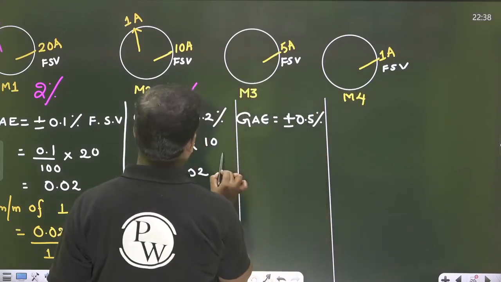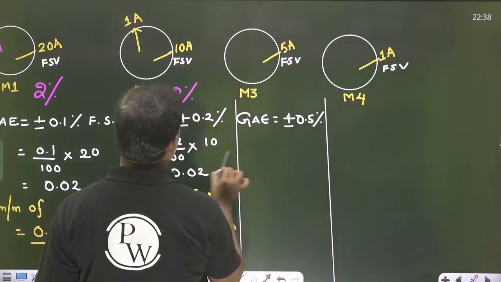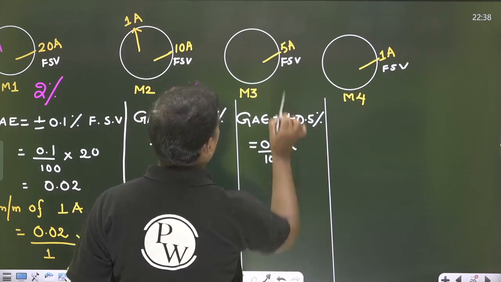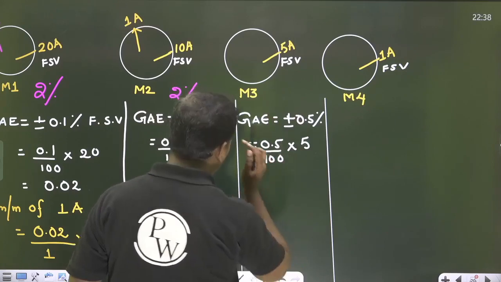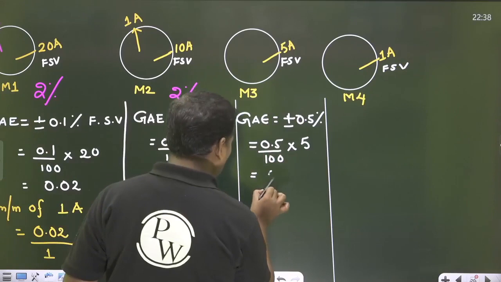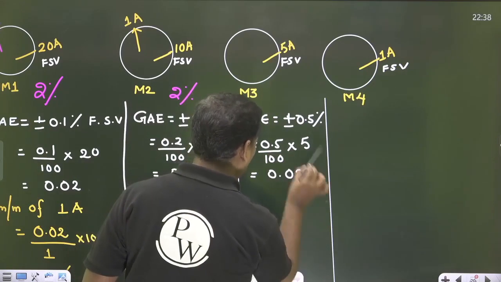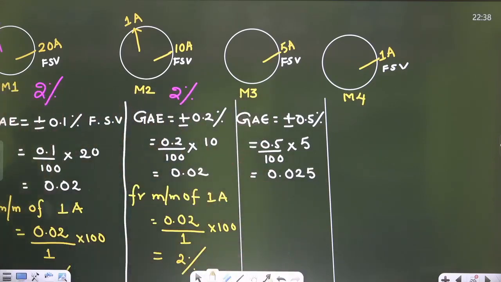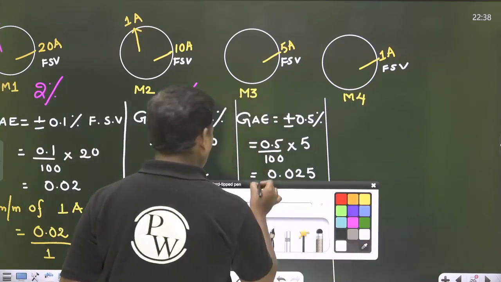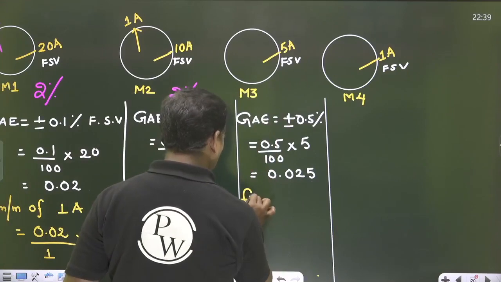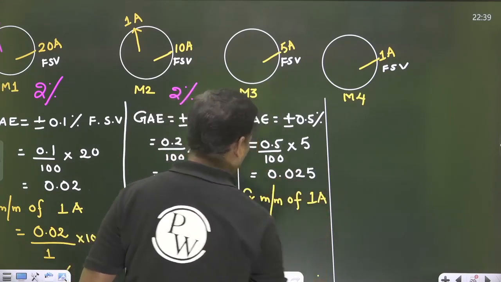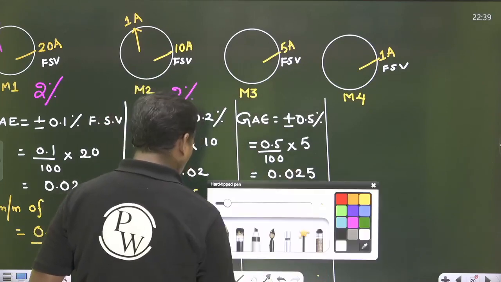So 0.5% of the full scale value. What is the full scale value? That is 5. So that is 0.5 by 100 times 5, which is 25 by 1000, coming as 0.025. Now, taking this for a measurement of 1 ampere, what is the error? So 0.025.